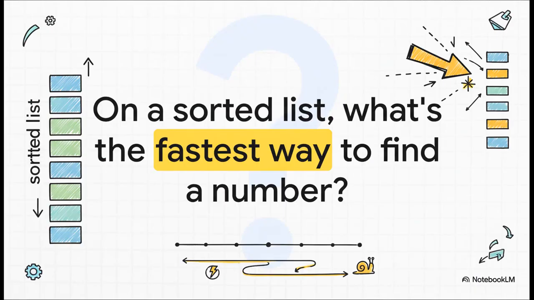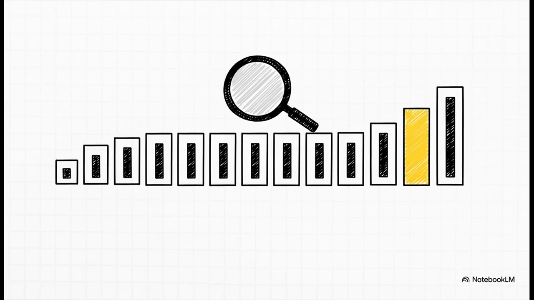So let's imagine we have our big list of numbers, and thanks to an awesome algorithm like merge sort, it's in perfect order. Now, what is the absolute most efficient way to find one specific number in that list? I mean, you could start at the beginning and check every single one, but we can do so much better than that. The answer is a truly powerful algorithm called binary search.